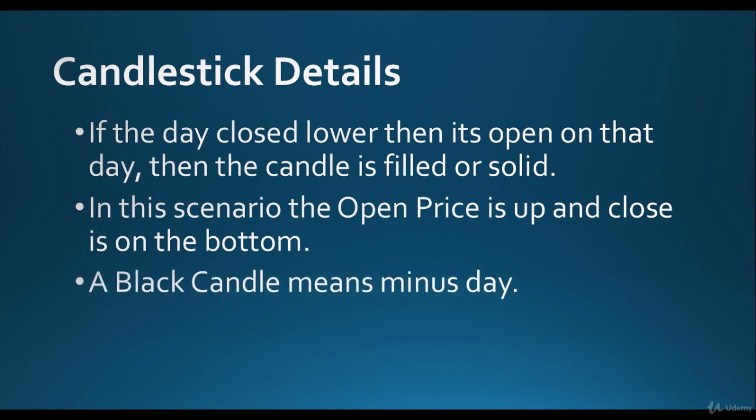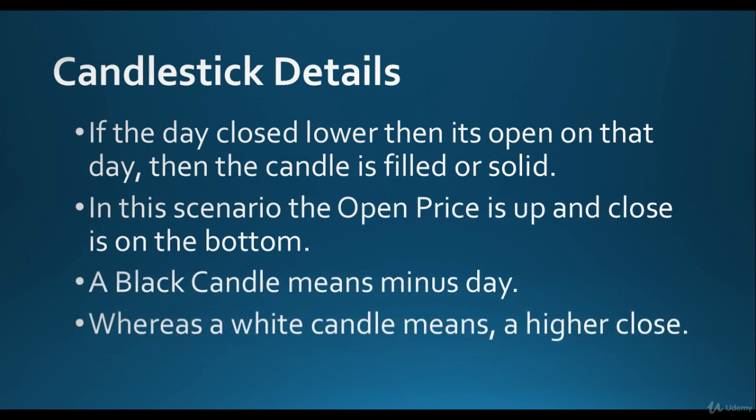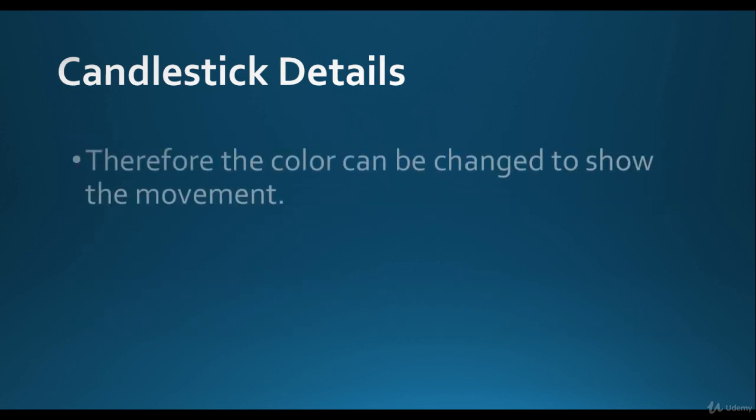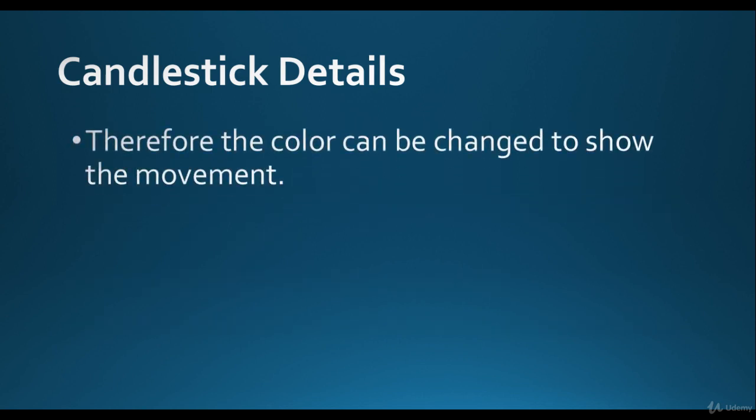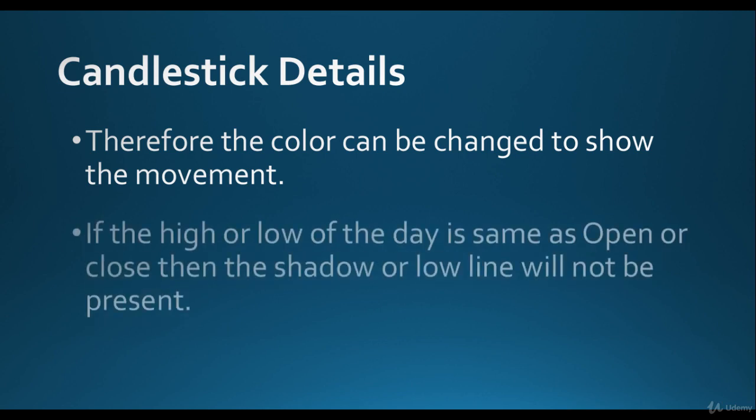A black candle means a minus day, whereas a white candle means a higher close. Therefore, the color represents something and can be changed to show the movement. Sometimes if you look on TV, you will see charts showing green and red. As you know, green is usually for upward movement and red is for negative movement. So it's simple. You can change the color if you like.